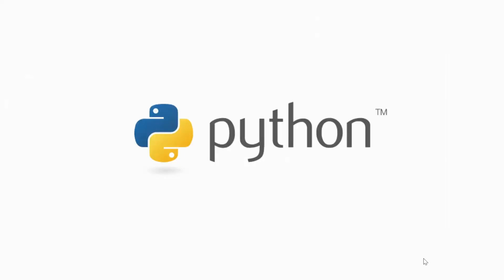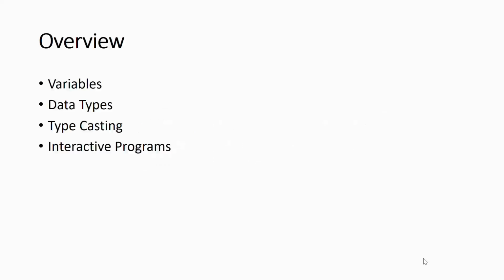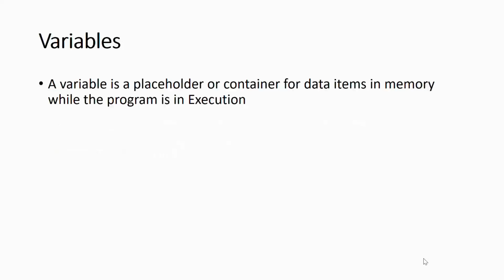This is our second tutorial in the series, and in this video we are going to look at variables, data types, typecasting, and interactive programs. A variable is a placeholder or container for data items in memory while the program is in execution.